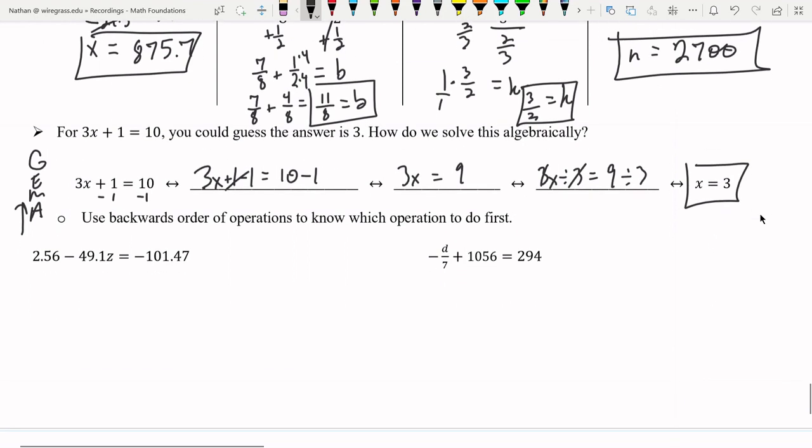So doing the same process here, GEMDAS backwards, I have the variable term here, and addition and subtraction onto this is done first. Well, we have this term here. Now this is a positive number. Since nothing's written there, you can write a plus in front. So this is actually adding onto this variable term. So I'm going to get rid of this first by subtracting 2.56.